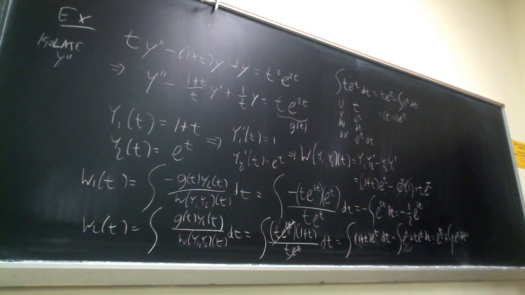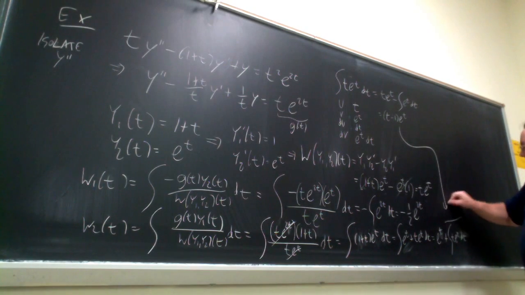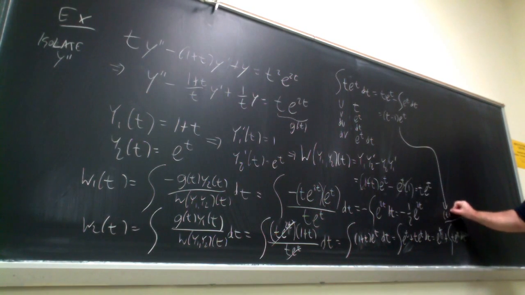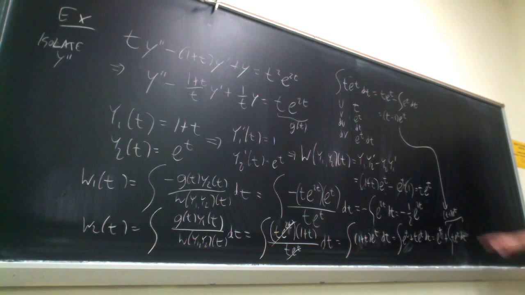So if I fill that in back down here, the minus e to the t will cancel with a plus e to the t over here. So you get t e to the t. So that is your W2.